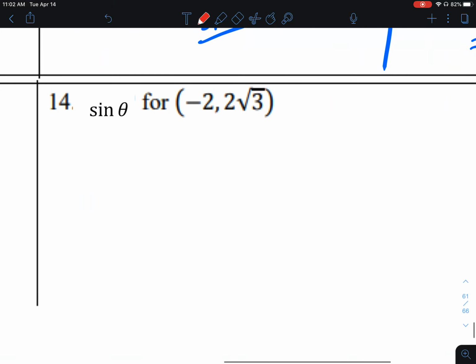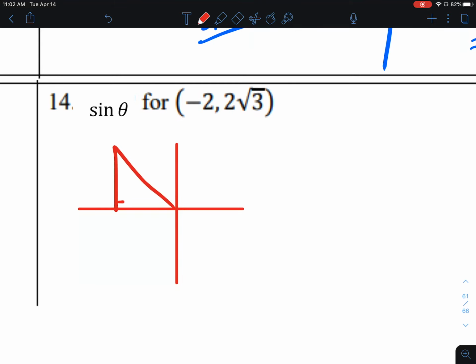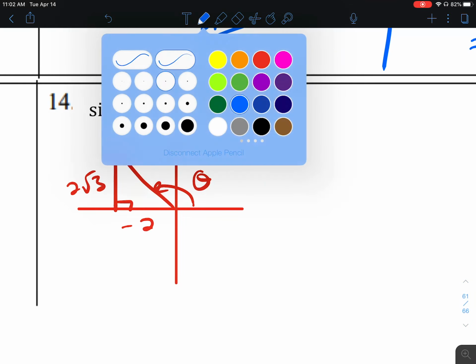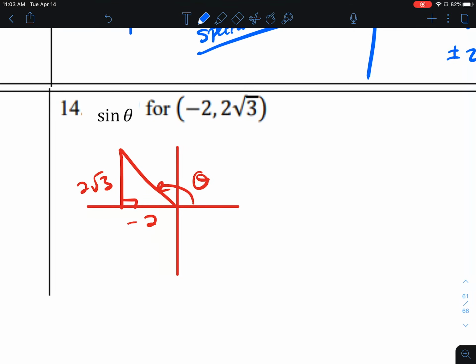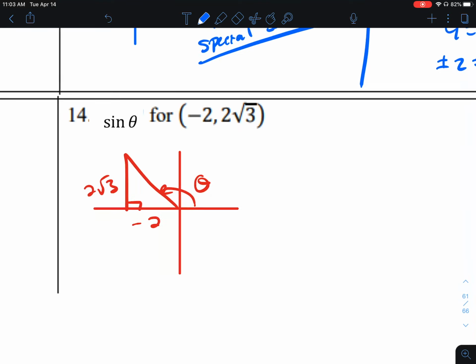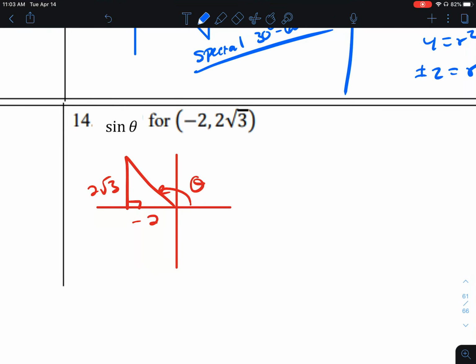Number 14, negative 2, 2 square roots of 3 is in quadrant 2. Make a reference triangle. Reference triangle always uses the x-axis as one of the legs. So we got negative 2 and we got 2 square roots of 3. We don't know what r is. This is not a special right triangle. Well, actually it is, but it's not as easy to distinguish. So let's just use the Pythagorean theorem.